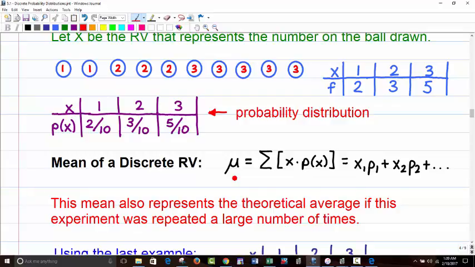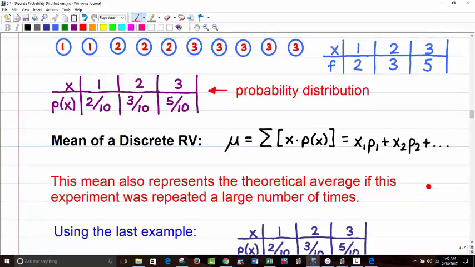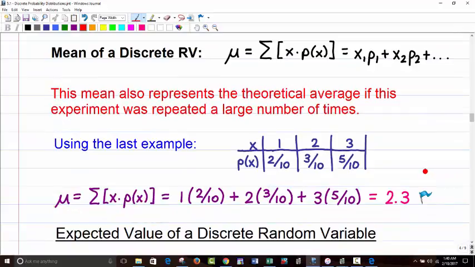Real easy to calculate. You just take x times p, meaning you take each x times its own probability, then you move over: x times p, move over, x times p. You just do that until you run out. So x1, p1, x2, p2, until you run them all out, and that's it. Pretty straightforward calculation. So for this one, you would go 1 times 2 over 10, plus 2 times 3 over 10, plus 3 times 5 over 10, and we have a mean of 2.3.